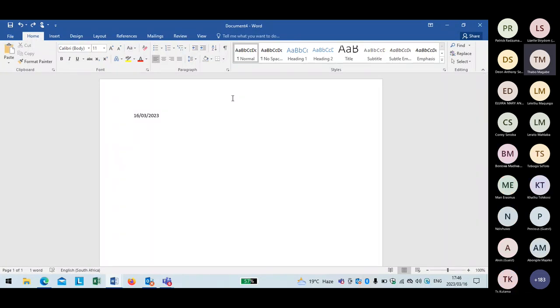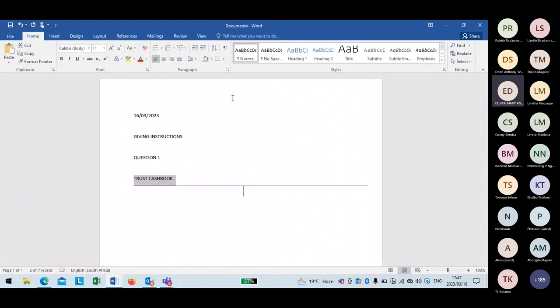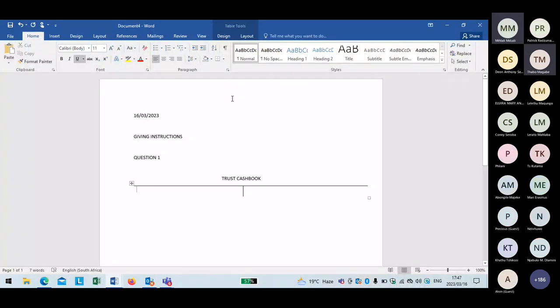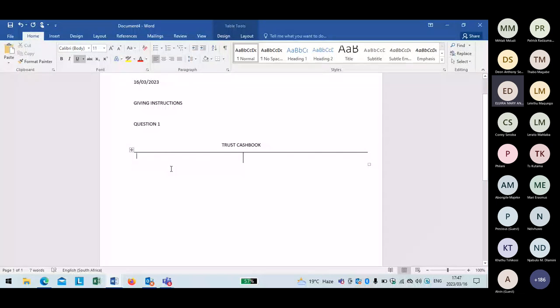Right. Now tell me, where do we begin? What book do I open? The Trust Cash Book. So we must open Trust Cash Book. And what do we do on the Trust Cash Book? Deposit. You debit. A narration will be? Payment received from correspondent. Who's our correspondent? Loliwa Incorporated.